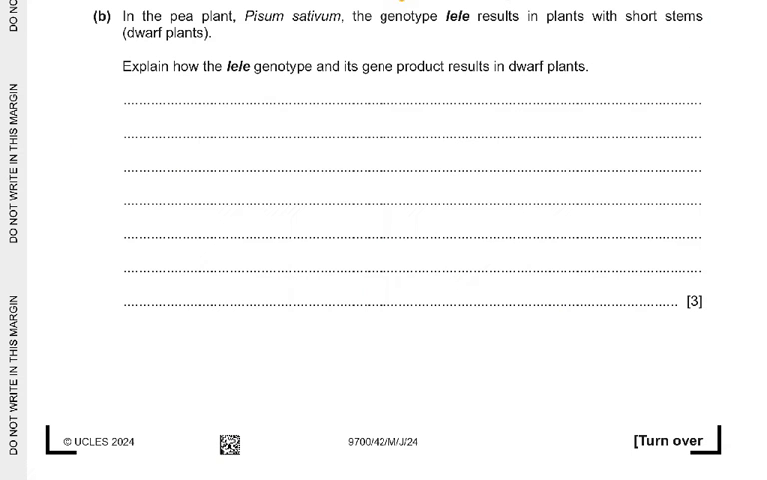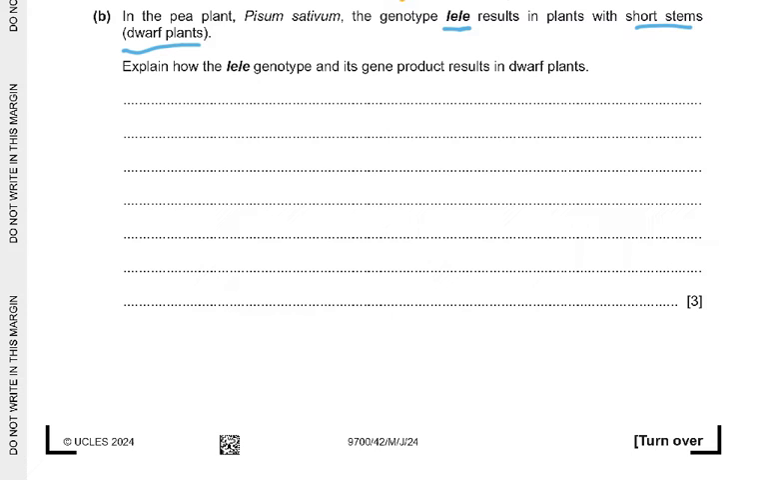In the pea plant, Pisum sativum, the genotype small l, small e results in plants with short stems, dwarf plants. Explain how the small l, small e genotype with its gene product results in dwarf plants. Now it's very simple. le is homozygous recessive, so there are two recessive alleles. The small l small e codes for a non-functional enzyme.